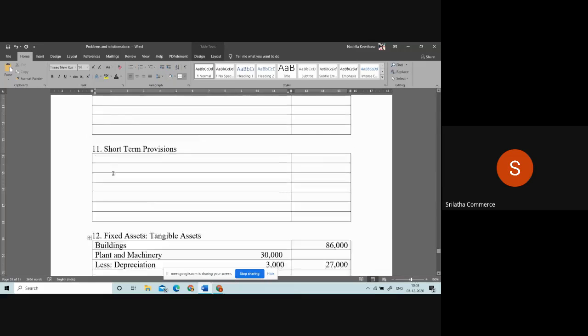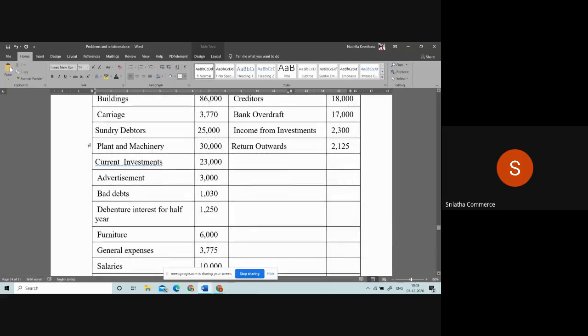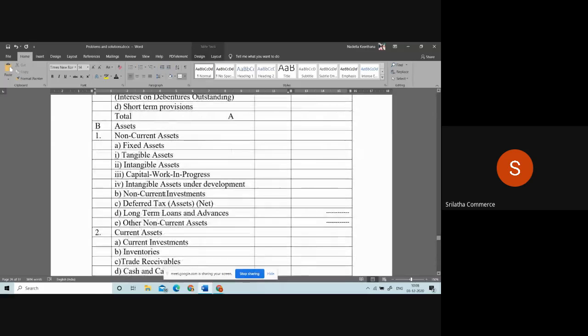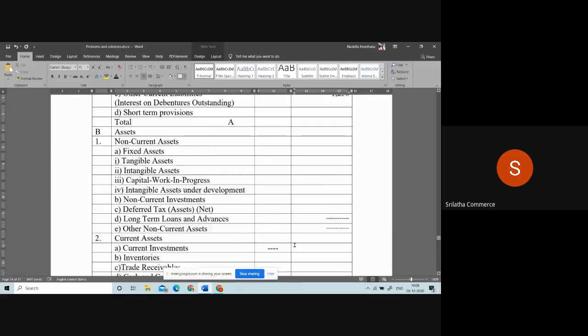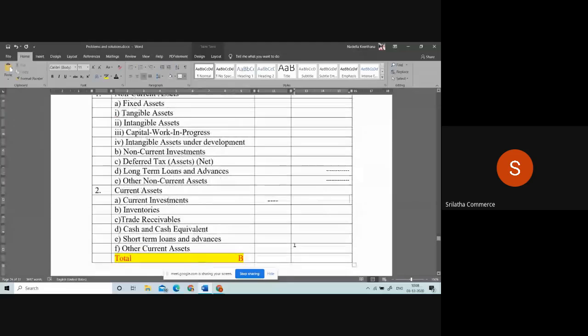Then the next, after plant and machinery, is current investments. Current investments come under current assets, 23,000. Directly we'll take it to the format. Current investments, how much, ma'am? The amount is how much? 23,000. So current investments 23,000.